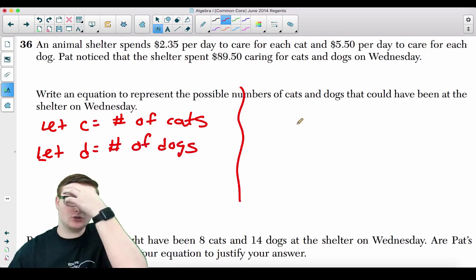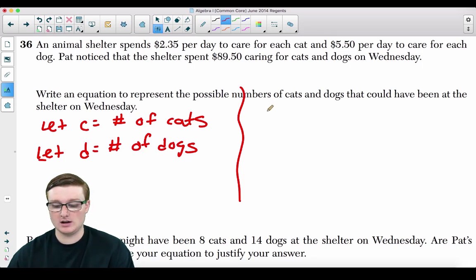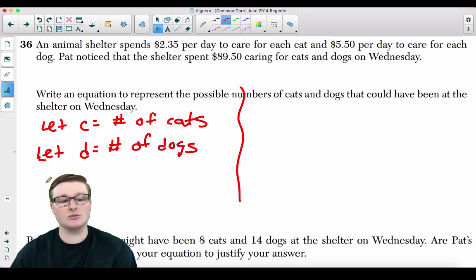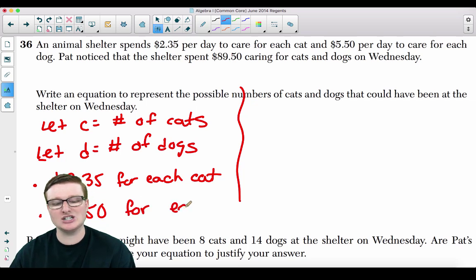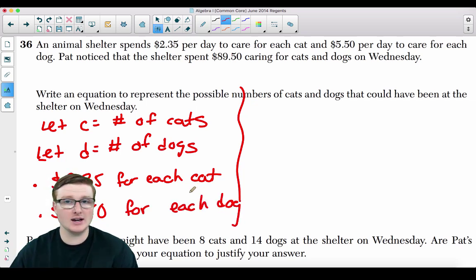Okay? Now I'm going to create an equation. Just real quick, to keep this in mind for your own purposes, $2.35 is the cost for each cat, and $5.50 is for each dog. So let's go ahead and plug it into an equation.